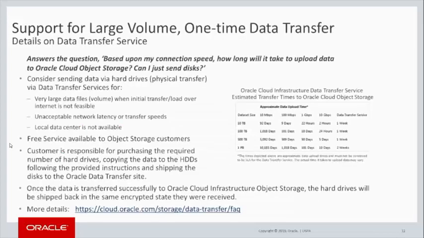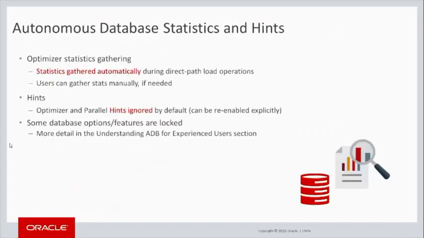Customers that have a large database they want to migrate to ADB, and/or customers that have slow connectivity to an Oracle data center, can leverage the data transfer service available to Object Store customers. This allows customers to ship their data on hard drives to Oracle Cloud Services, where they will be loaded into Oracle Object Store. For transfer operations that could take days or weeks and risk being interrupted, this provides a safe and multi-use movement method. When migrating data to Autonomous Database, table statistics are gathered automatically during direct path load operations.